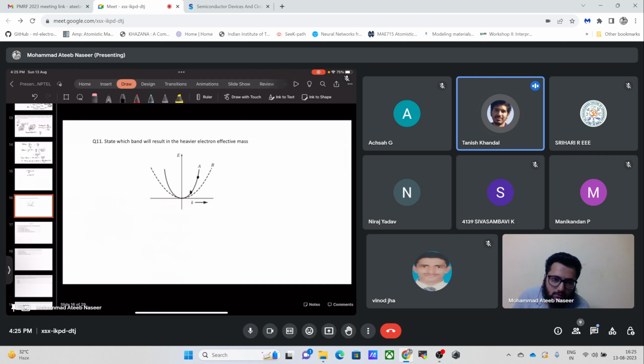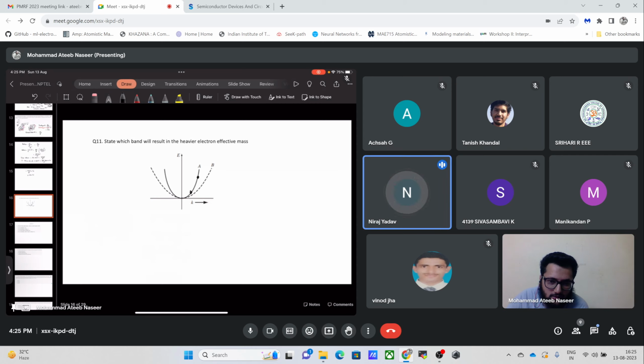Sir, is the B band having the heavier electron effective mass? Okay, fine, thank you. Neeraj, you can also unmute. Sir, B will have the higher effective mass, because we know the E-k curve, which has a length of pi by a, and in those terms I think B will be the heaviest.